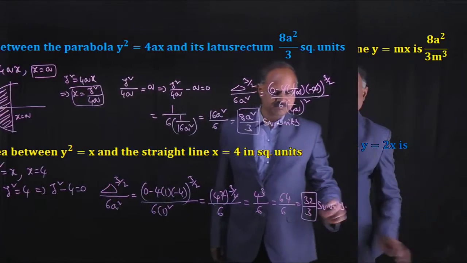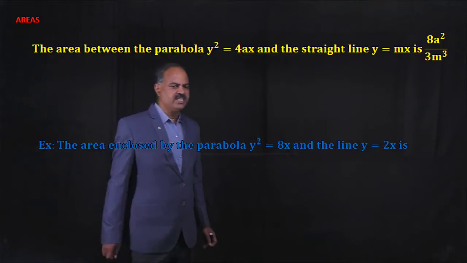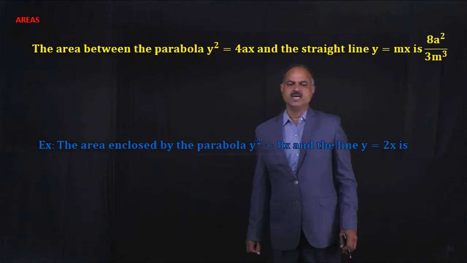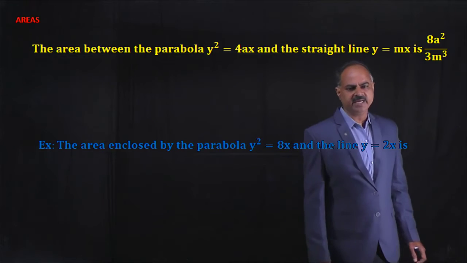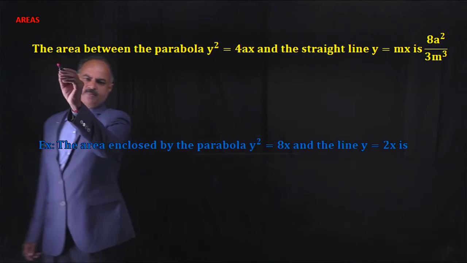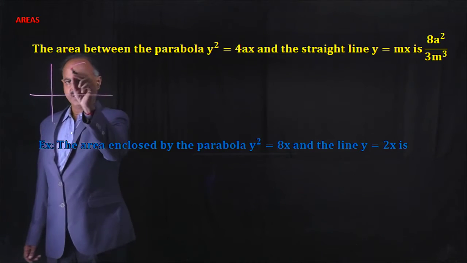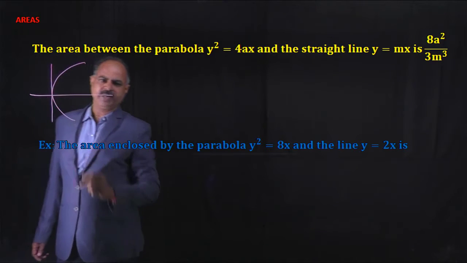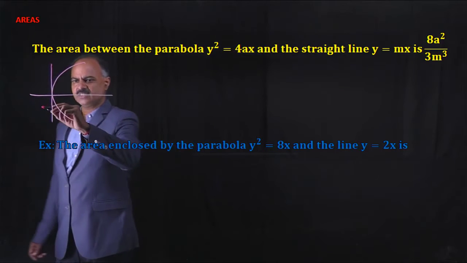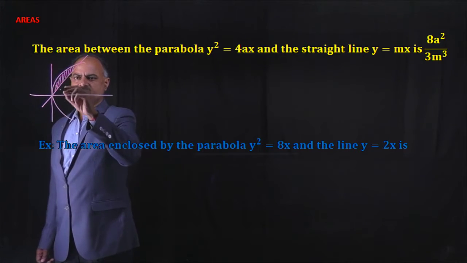Next formula: the area between the parabola y square equal to 4ax and the straight line y equal to mx is 8a square by 3m cube. So y square is equal to 4ax is the parabola, and the line is y equal to mx. So this is the required area.